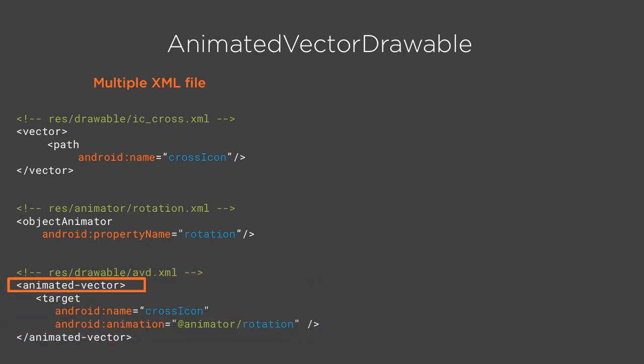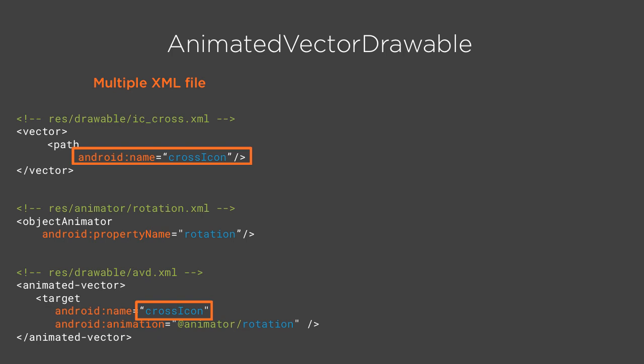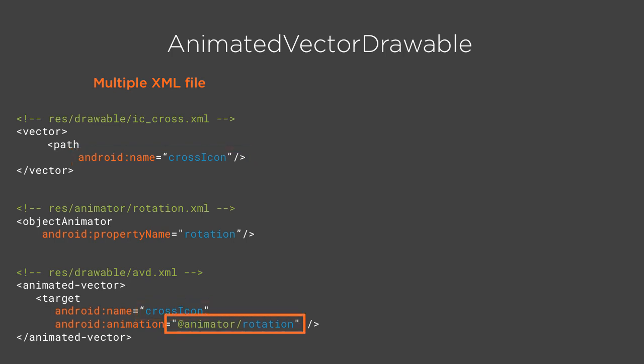Well, this tag will be used to link our animation file with our vector file. So under the target tag, we have name as cross icon, which is the same name we have defined for our vector here. Next, for the animation attribute, we have referenced our animator file, which is present here.